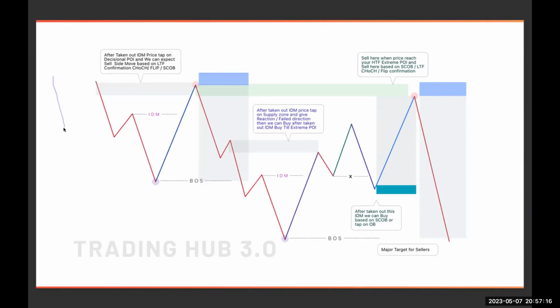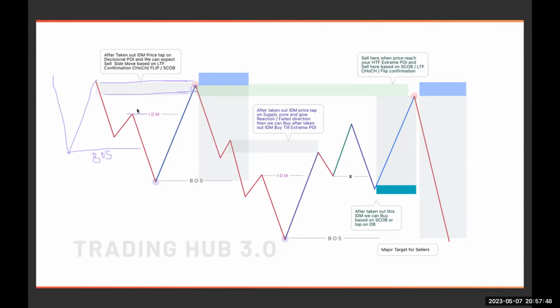Okay, market momentum is bearish, break of structure is here. And after this break of structure, what happened here? The market must take out the inducement, which is here. And this one is your unmitigated order block here. Price taps here, you have to wait for mitigation. Price taps here, and you can buy or sell with the lower time frame chalk and flip entry module. Also, you can buy or sell based on a single candle order block because price taps on your higher time frame POI, right?